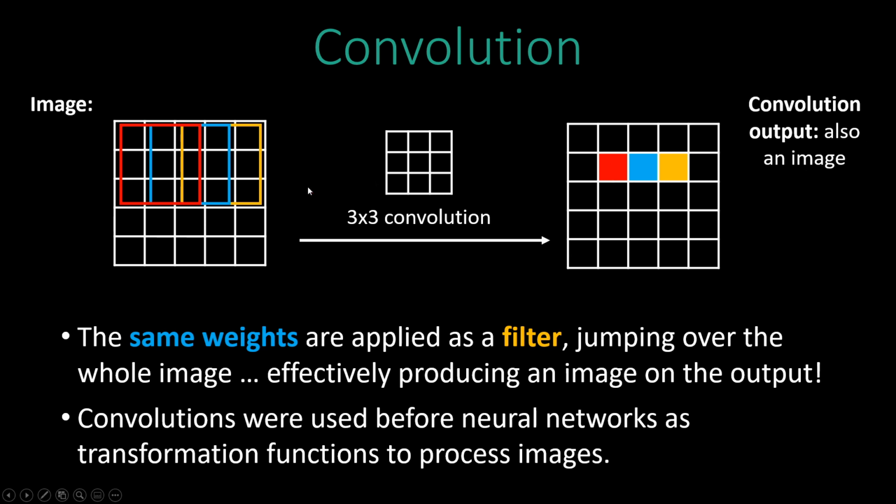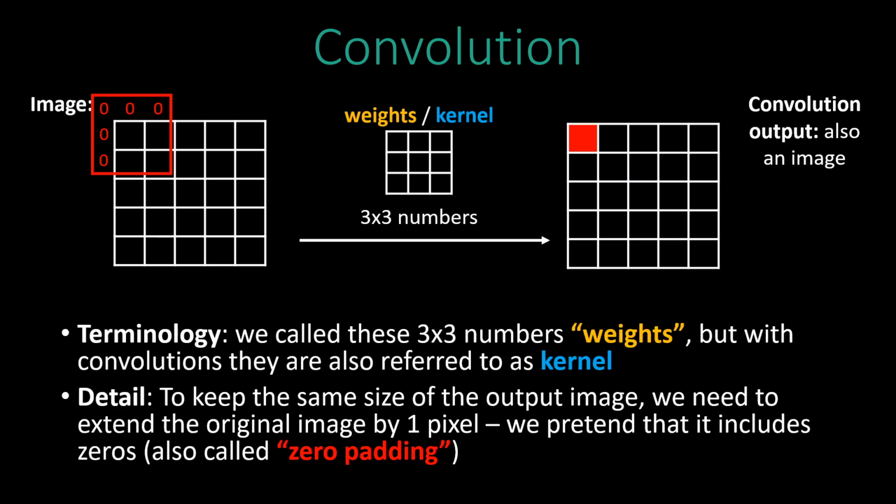There is some terminology here. We talk about these as weights, and this operation as a filter, which is influencing the data. Because it's jumping over the image and being applied everywhere, it will produce another image as well. One thing to note is that convolutions were used even before neural networks, as a processing function, a filter that you could apply to an image. Okay, and so there are 2 details here.